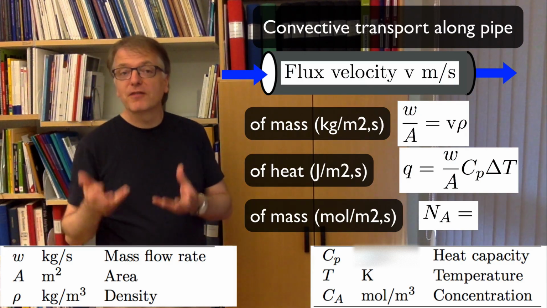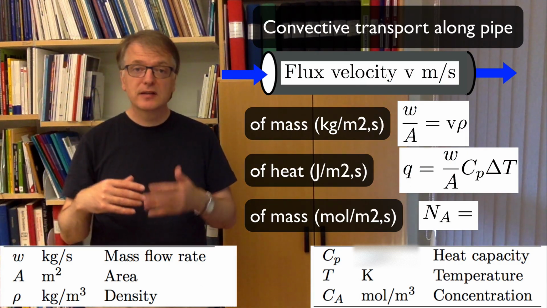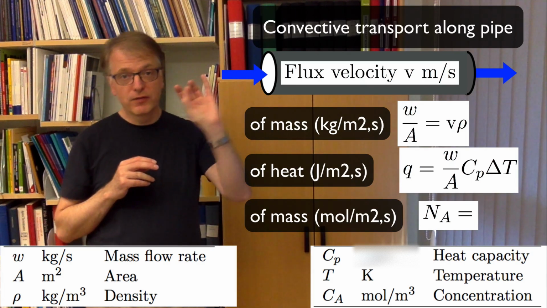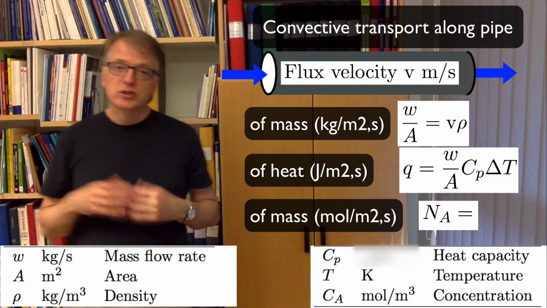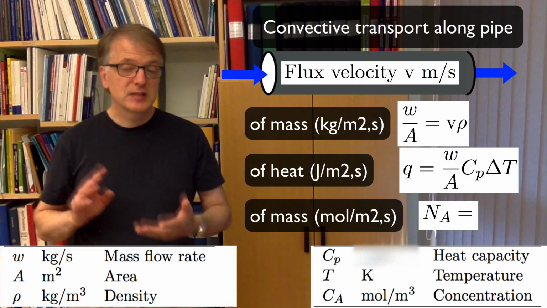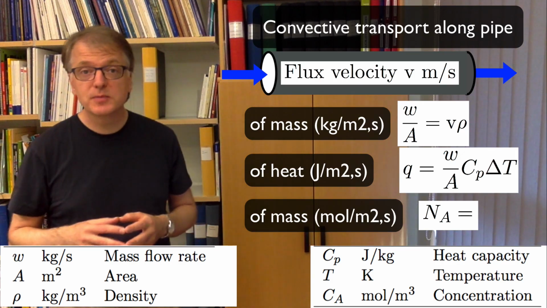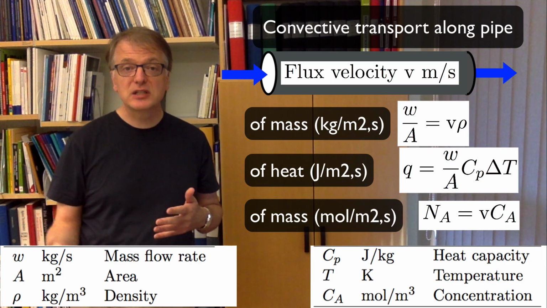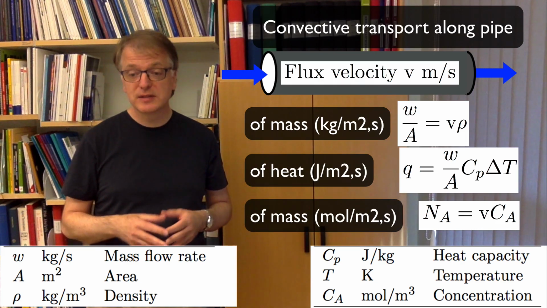So this is a kind of enthalpy balance we make here. So you take W divided by A times heat capacity times the temperature difference. The temperature of the flow compared to a reference temperature. So what about mass transfer expressed as mole per square meter in second? Well, you can do that in different ways, but one way to do it is to take the velocity times the concentration. So meters per second times mole per cubic meter, that becomes mole per square meter and second. So that was convection. What about diffusion?